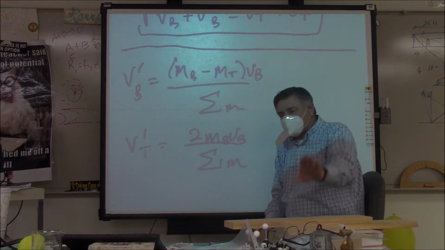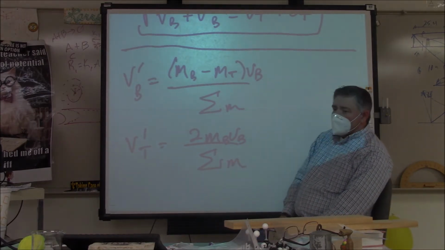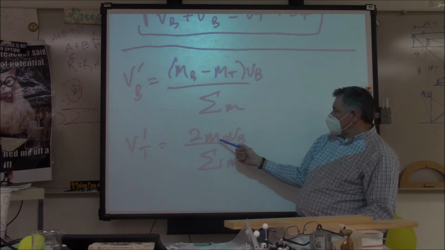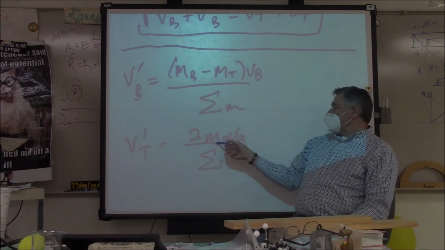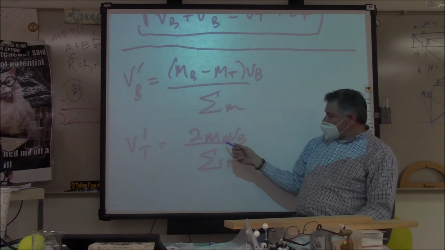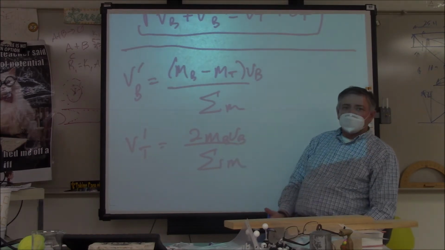Now, think this through. If you notice, this is the mass of the bullet times the velocity of the bullet. So when you take the mass of the bullet times the velocity of the bullet, what are you finding?